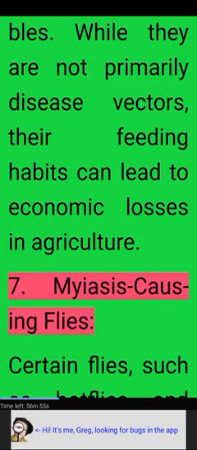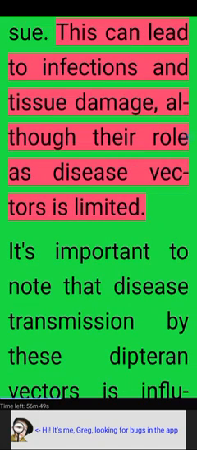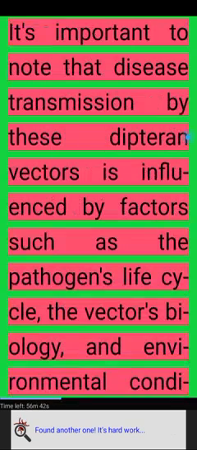7. Myiasis-causing flies. Certain flies, such as botflies and screwworm flies, can cause myiasis, a condition where their larvae infest living tissue. This can lead to infections and tissue damage, although their role as disease vectors is limited.